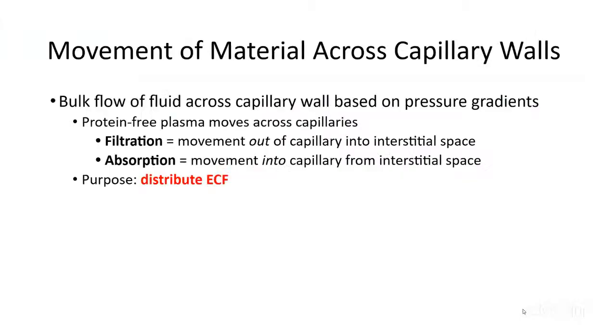Cool. All right, so we're talking about bulk flow across the capillary walls. So we're thinking about exchange specifically of fluid. This is going to be dependent on pressure gradients. It's going to be dependent on our forces for filtration. So movement from our capillary into the interstitial space, so that space between the capillary and the tissue, versus forces for absorption, forces moving us into the capillary. Okay? We're in general distributing our extracellular fluid this way.